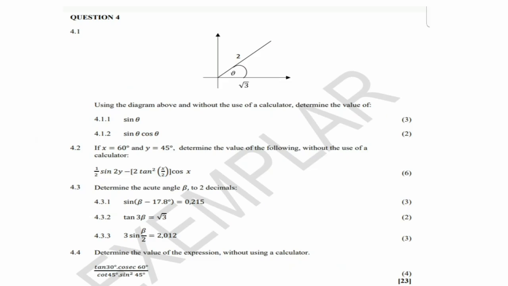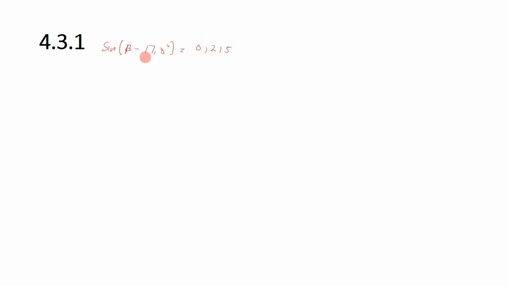Now 4.3 says determine the acute angle B to 2 decimal places. So we are given sine beta minus 17.8 degrees is equal to 0.215. What are we supposed to do here? The point here is we want to isolate this B. So we want this B to be left alone on the left hand side. So what do we do? We take this trig ratio, transpose it to this other side. But whenever we transpose a trig ratio, this is what happens, right? It becomes an inverse like this.